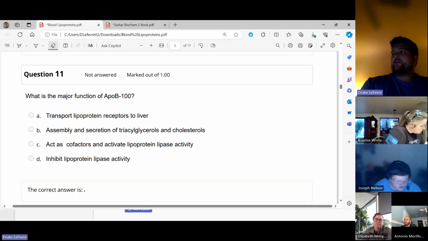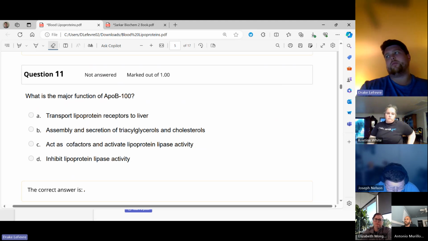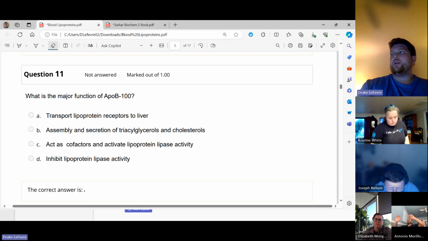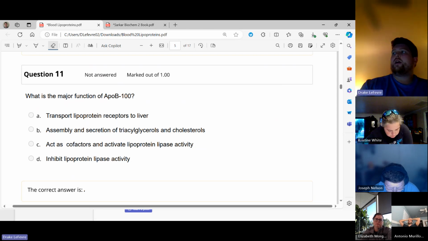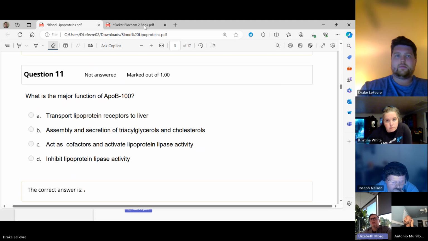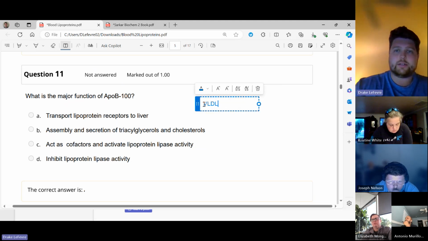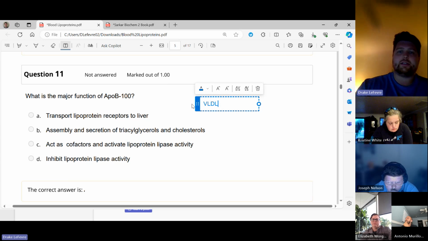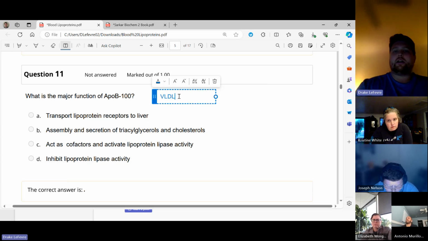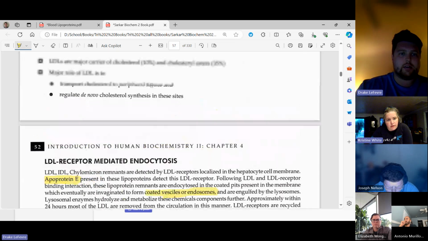What is the major function of ApoB100? First of all, before we answer this question, ApoB100, we saw that a little bit ago in a different question. Where is ApoB100 found? In an HDL? Close. It's the VLDLs. It's one of those lipoproteins. ApoB100 is found in the VLDLs. Let's actually take a look at the chart I sent.